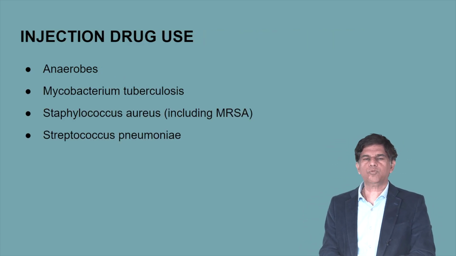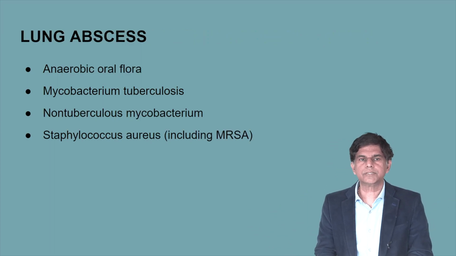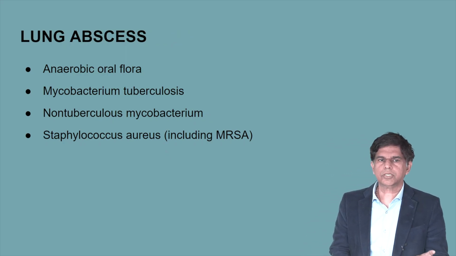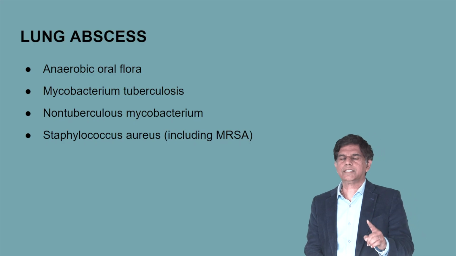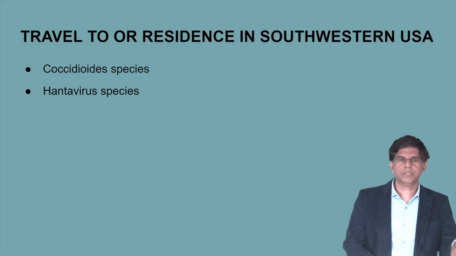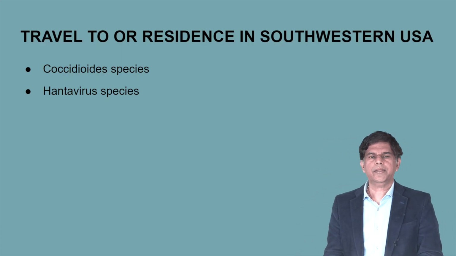Injection IV drugs, what organisms? Anaerobes, Mycobacteria, Staph aureus, and Streptococcus pneumoniae are there. Lung abscess, anaerobic coverage is important, along with Mycobacterium tuberculosis, non-tuberculous Mycobacterium, Staphylococcus aureus. And then when you travel, for residents in the southwestern USA, my friends, think about Coccidioides and hantavirus, okay?